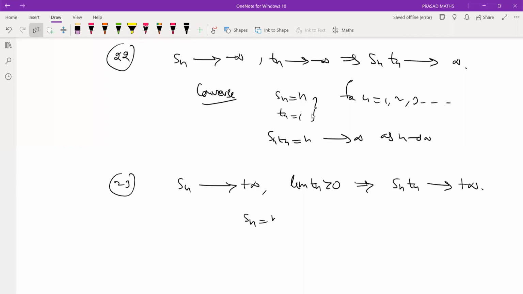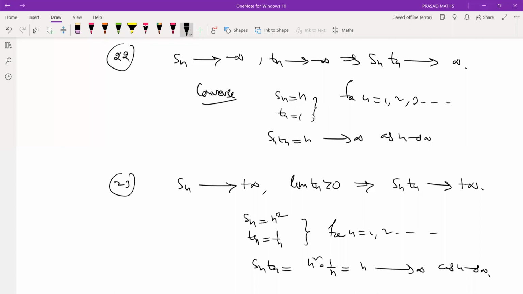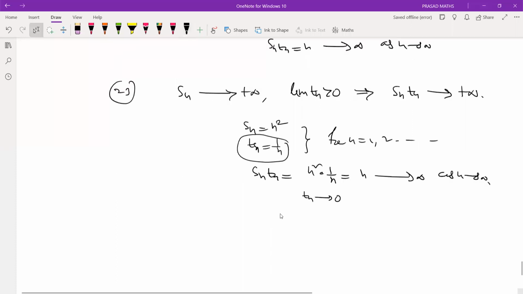Suppose you take Sn equal to n and Tn equal to 1 by n, or you can enlarge Sn to n square. Then Sn into Tn is n square into 1 by n, which is exactly n, and this tends to plus infinity as n tends to infinity. But Tn is convergent; in fact, Tn converges to 0. The theorem tells you the limit must be positive, but here the limit of Tn is 0, which is never positive. So the converse may not be true.